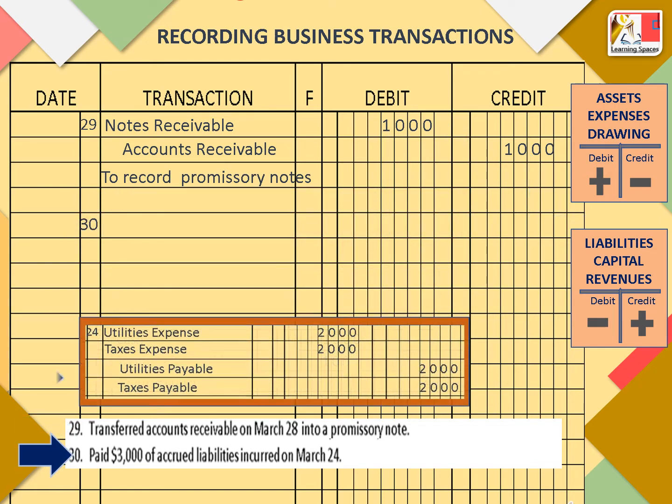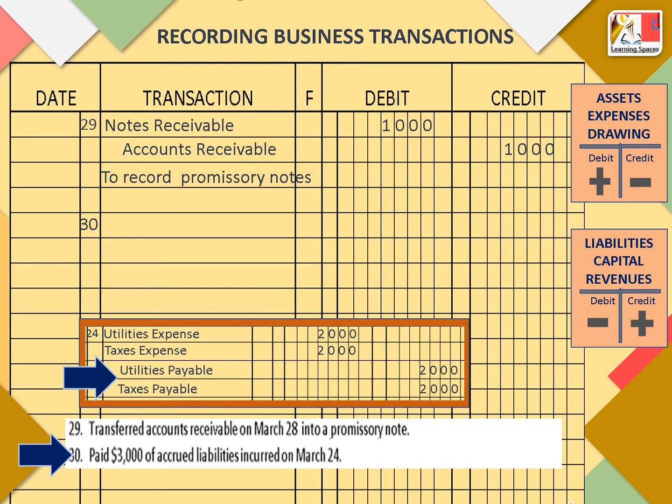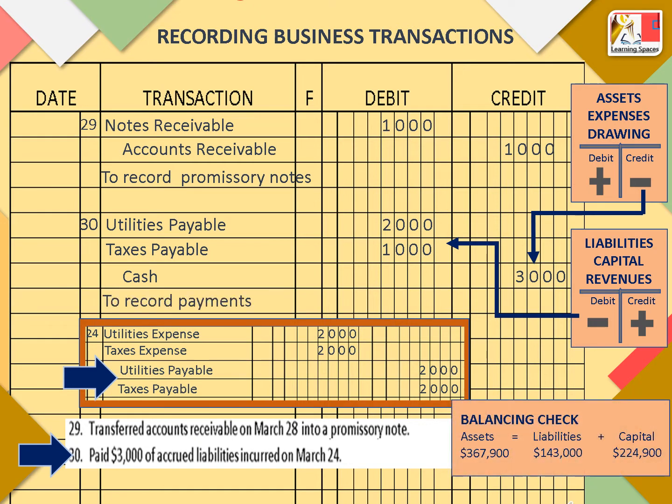Congratulations for reaching the last date for our case journal entries. The transaction on March 30 is about the payment of accrued liability expenses, which were incurred and recorded on March 24. We split the payment of $3,000 to the whole of $2,000 utilities payable, and the remaining $1,000 to the taxes payable. Both accounts are debited to decrease them. Both accrued liabilities were paid in cash on that date. Therefore, we decrease the cash account by crediting it, amounting to the total payment of $3,000.